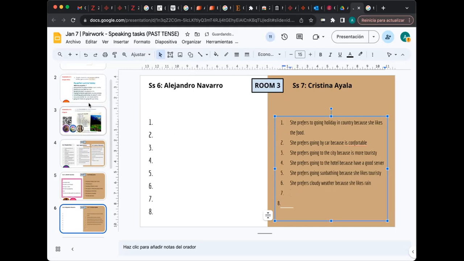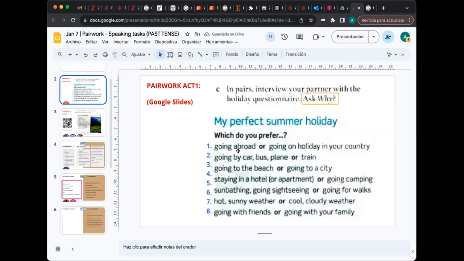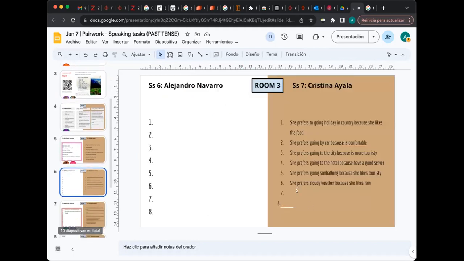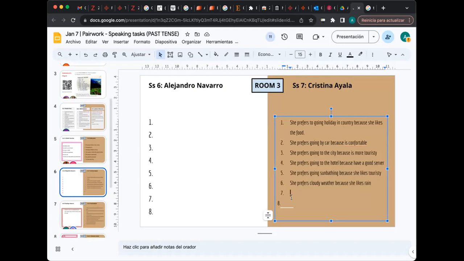Okay, and the last question. Where do you prefer going, with friends or with your family? I prefer to spend time with my family and watch a movie. Repeat, please. I prefer to spend time with my family and watch movies. Movie. Películas, movies.